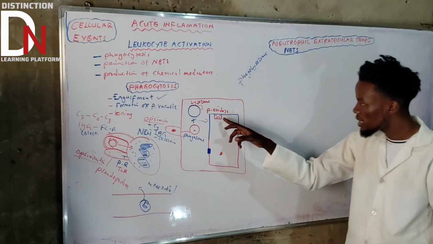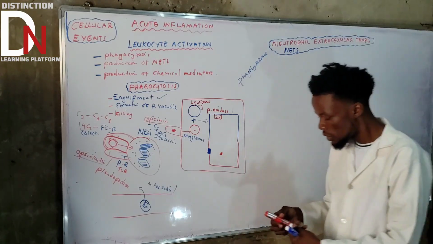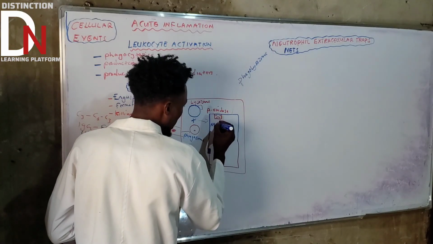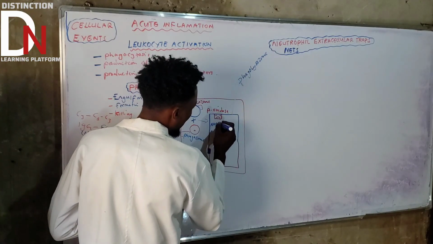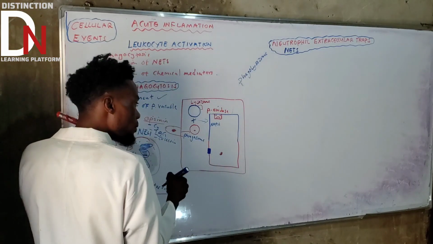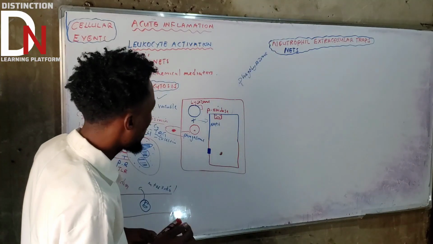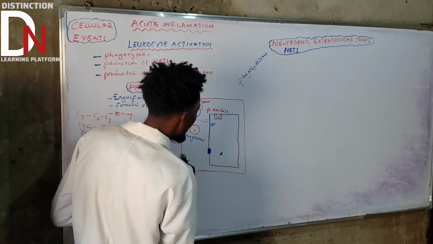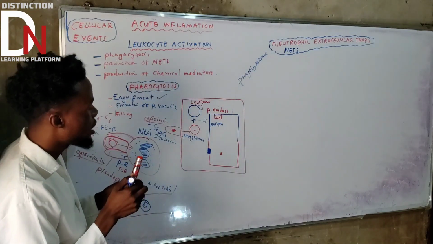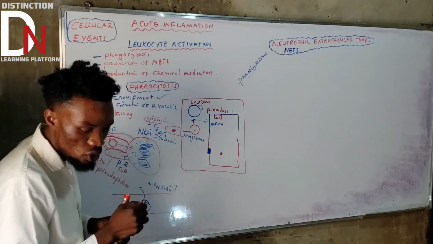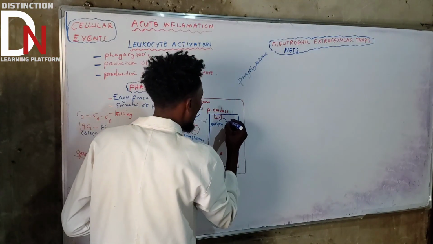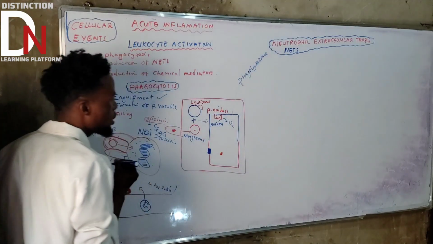Okay, then the moment it is activated, this one is going to convert something. It is going to use NADPH, nicotinamide adenine dinucleotide phosphate. It's going to get that one and use this molecule to produce something which is very, very important. It's going to use that one to produce oxygen.